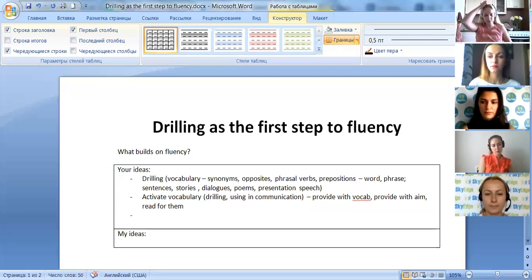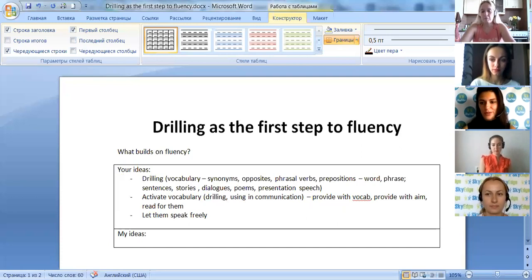Okay, is there something else we can do to help students' fluency? Not to interrupt them when they're speaking, for example. Let them speak freely. Why is it important? Because they will not be scared to make mistakes. Because when we interrupt all the time, they will be just afraid to continue speaking. Yeah, I agree. I think it helps to overcome the language barrier. Yeah. So I'm putting: it increases confidence, okay?